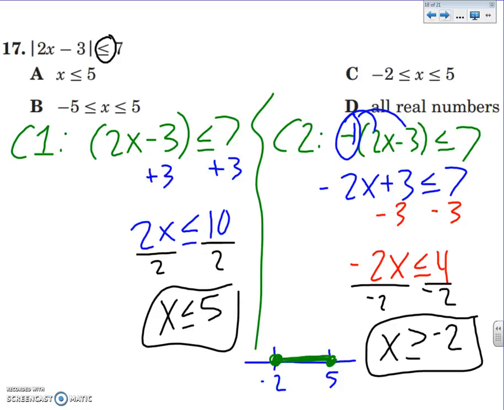So I could combine them. If I flip this, you'll see negative 2 is smaller than or equal to x. And then I put the other thing there, 5. So this answer is C.